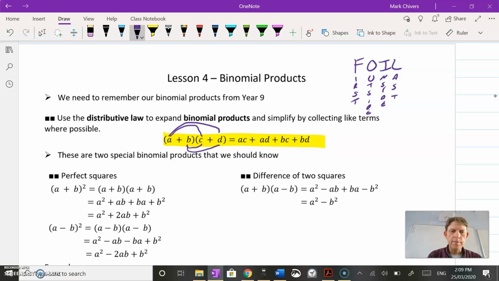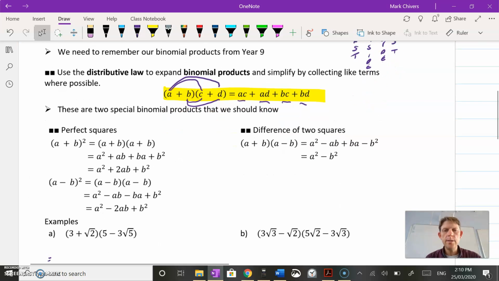So the claw says I have to multiply A by C, there it is there. I have to multiply A by D, there it is there. I have to multiply B by C, there it is there. And B by D, and there it is there. And there's the bell. So there are a couple of special ones that come out.